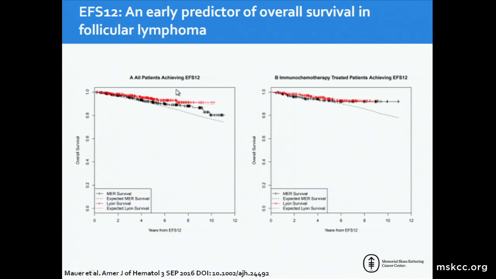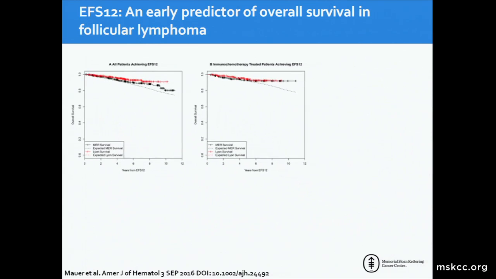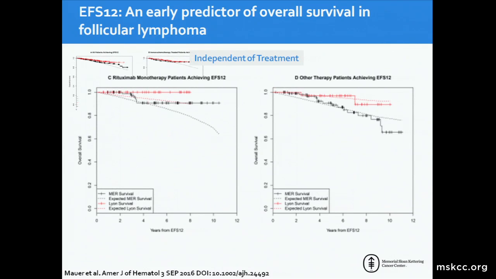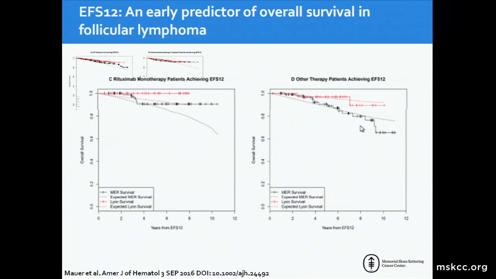If you are in remission, event-free, at 12 months after the completion of treatment in follicular lymphoma, your survival is identical to that of the general population. This is actually an important observation, and it has important implications with respect to clinical trials. And that's true if all patients or specifically for patients who receive immunochemotherapy. This is independent of the type of treatment, rituximab monotherapy or other treatments.